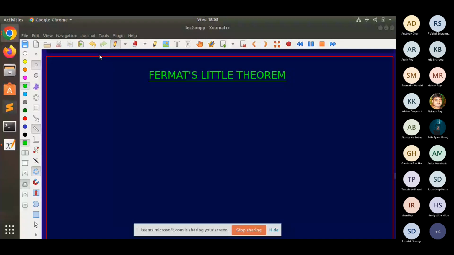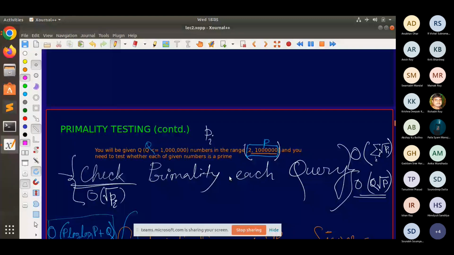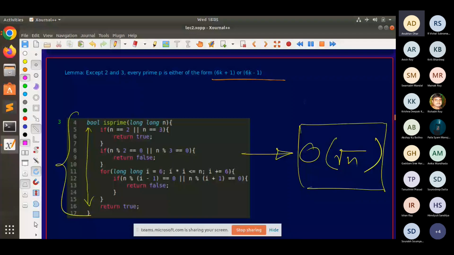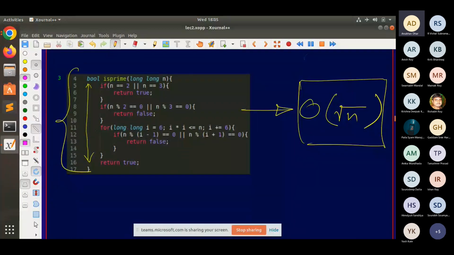Okay, so one thing regarding the last discussion that we had, we will be continuing that discussion itself. There was a mistake in this particular code where I said that every prime other than 2 and 3 is of the form 6k plus 1 or 6k minus 1. This thing is correct, but the problem is with this for statement, as correctly pointed out by one of you. Instead of this condition, it should be something like (i minus 1) into (i minus 1) less than or equal to n.